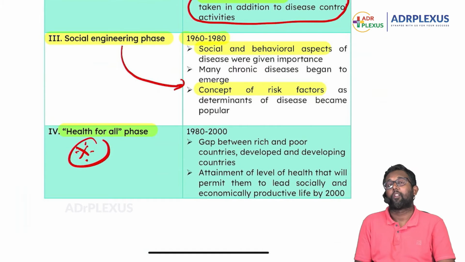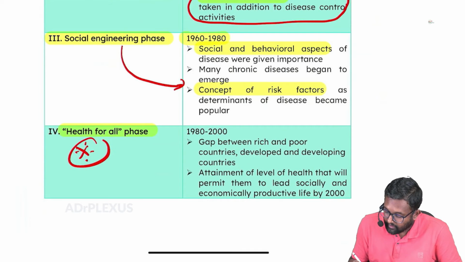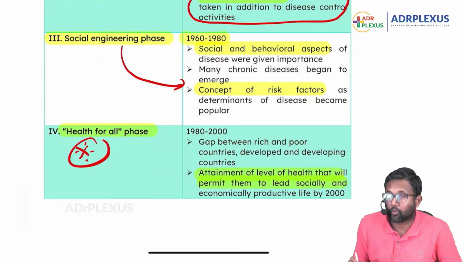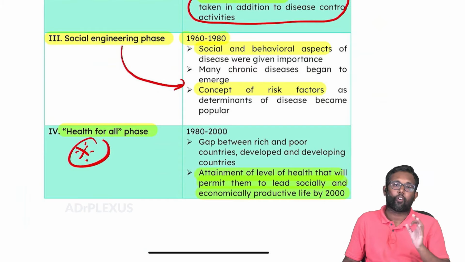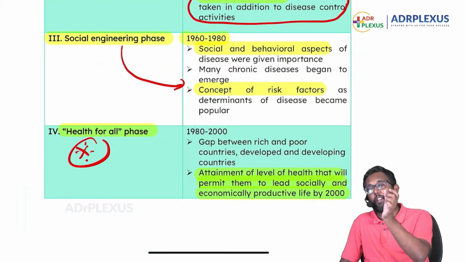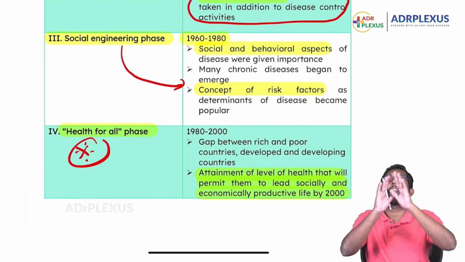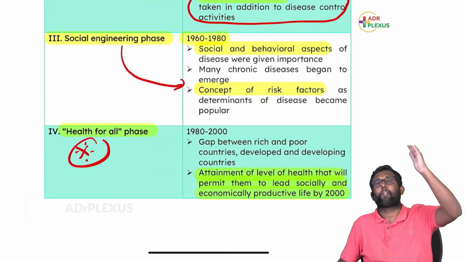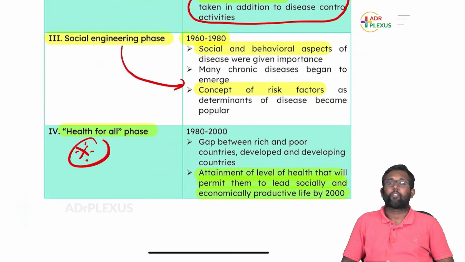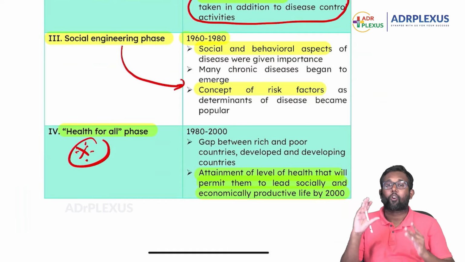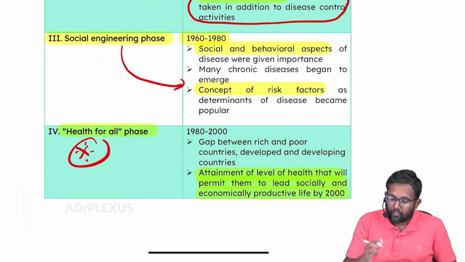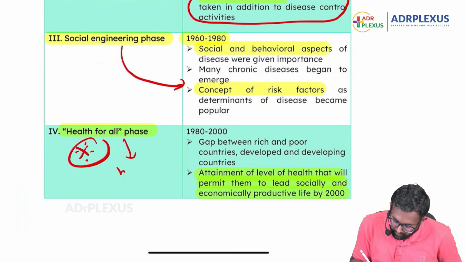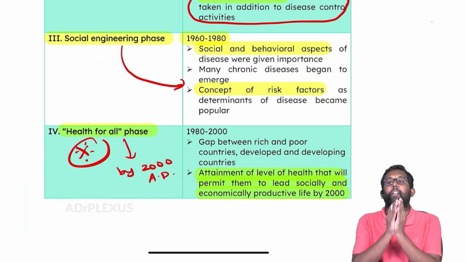So what is health for all? The motto of health for all is that everybody should get a level of health to lead a socially and economically productive life by 2000. This is called health for all. This phase was between 1980 and 2000. They said there is a big gap between the rich and the poor, a big gap between America and India, America and Pakistan. So we have to have an approach so that all the people in the world will get the same level of health. They fixed the year: everybody should get health for all by the year 2000 AD.